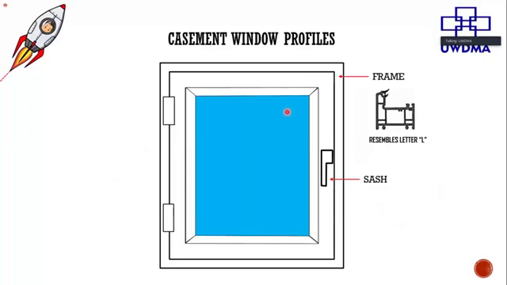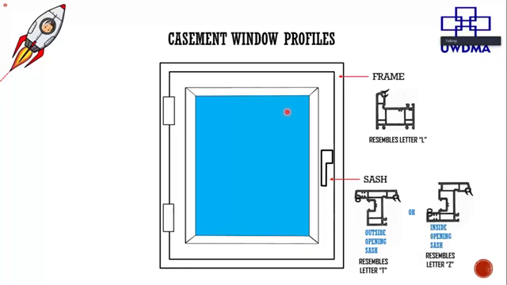Now, the second profile which is used in a casement openable window is the sash. The sash is opening either outside or inside, and we do not use the same sash for both windows. We use a different sash for the outside opening window and a different sash for the inside opening window. The only reason we do this is because we always want our glazing bead to be inside. So the outside opening sash resembles capital letter T, and the inside opening sash resembles capital letter Z.